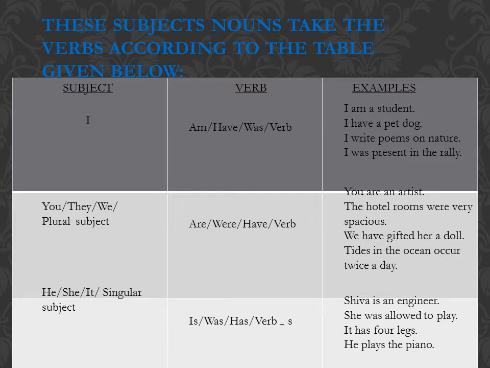If the subject is he, she, it or a singular subject, then we can use the verbs is, was, has, or a verb with s. For example, Shiva is an engineer. She was allowed to play. It has 4 legs. He plays the piano.